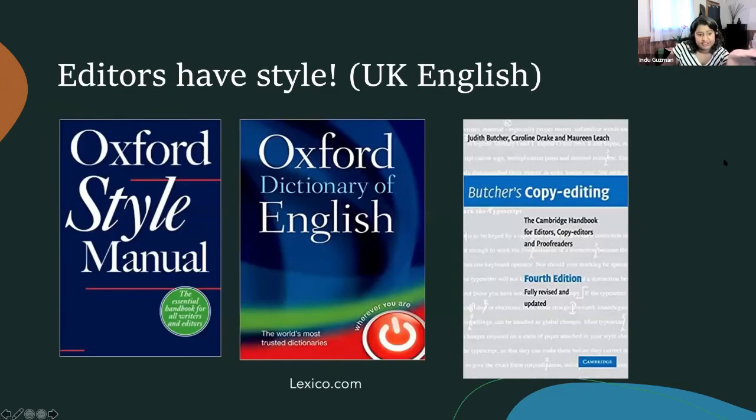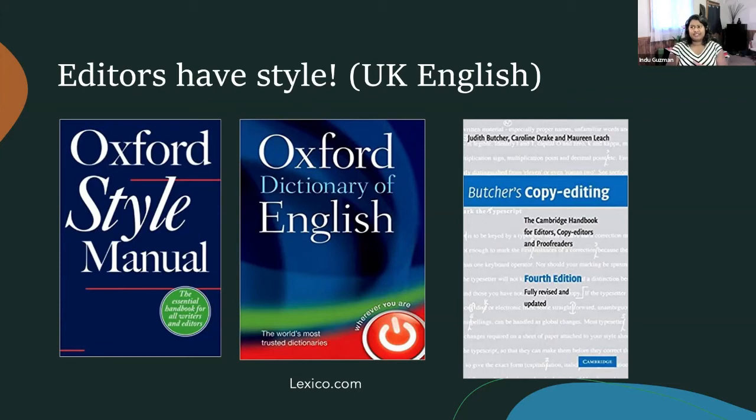And then UK English. This used to be called Hart's Rules, the Oxford Style Manual. And then we have the Oxford Dictionary of English. That one I've used online, but unfortunately online you have to pay for a subscription. But I use lexico.com. That works for me because it's free and I was able to look up most words. And then we have Butcher's Copy-Editing, the Cambridge Handbook for Editors.